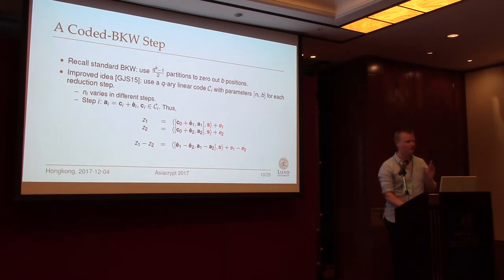So in step I, you look at the vector A restricted to some positions which are denoted by I here, and then you can write AI as a sum of CI and EI, where CI is a code word in this lattice code CI. So if, for example, you take two samples where the first N1 positions correspond to the same code word, C0, and you subtract them, you notice that you only get the error vectors left. This introduces some extra noise compared to regular BKW steps, however, it allows us to take longer steps.